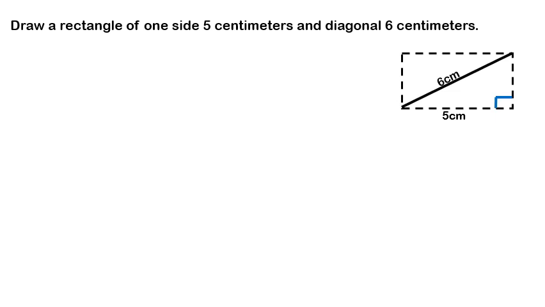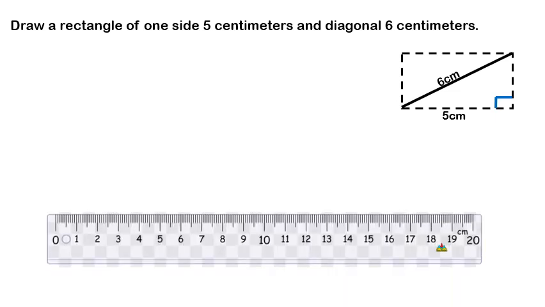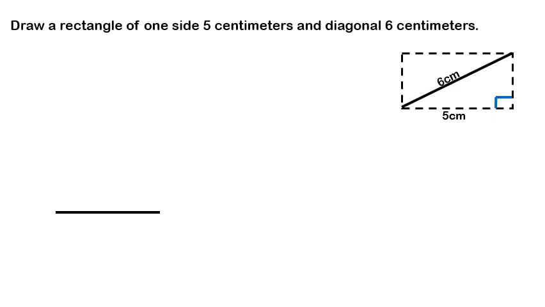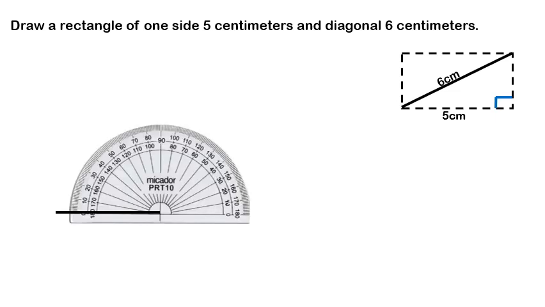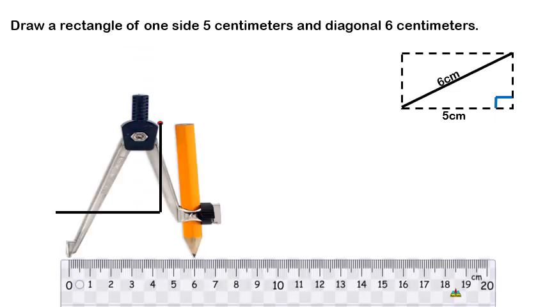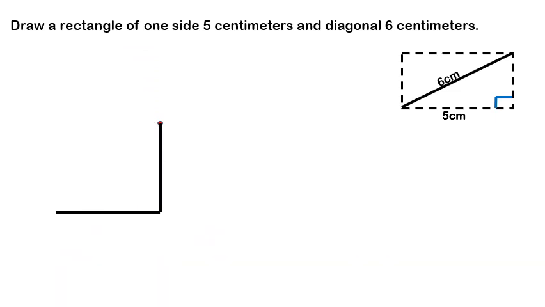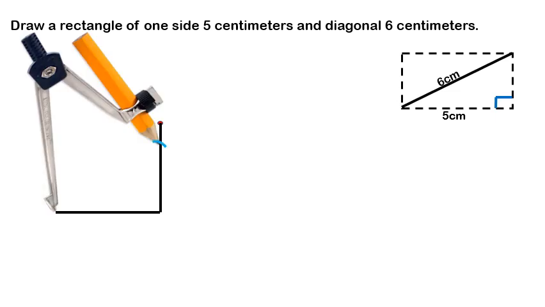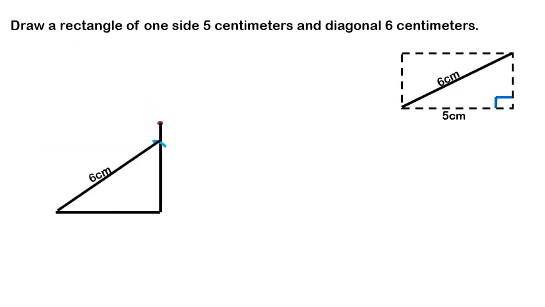Okay. Then first take a ruler and draw a horizontal line of length 5 cm. Children, you know all angles of a rectangle are 90-degree. So let us use a protractor and mark a 90-degree angle from this end. Then draw a perpendicular line. Then use a compass, take 6 cm and draw one arc on the vertical line. Then join these points. Thus we get half of the rectangle.